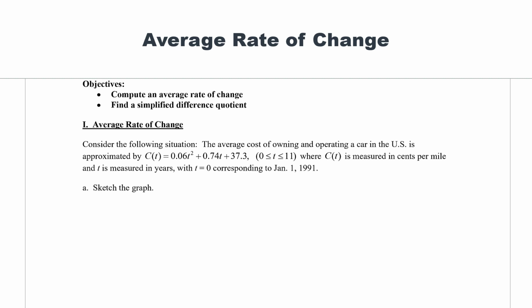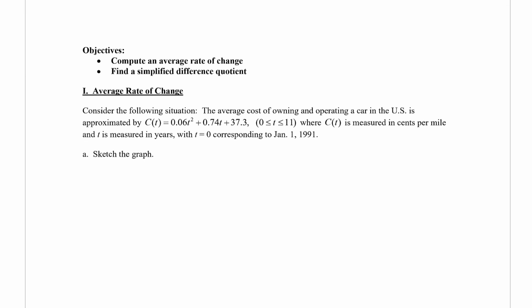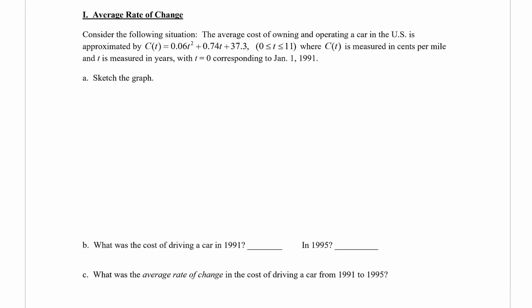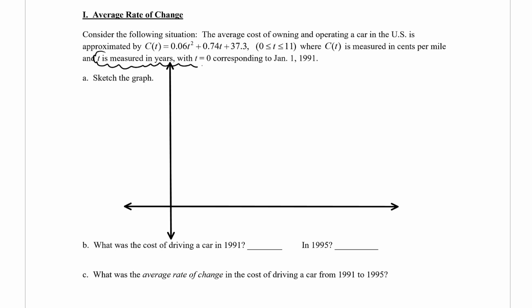A. Sketch the graph. So we're going to begin by sketching a graph. I'm going to draw a coordinate plane with an x-axis and a y-axis. Let me put a cloud around where it says t is measured in years with t equal to 0 corresponding to January 1st, 1991. I'm going to label the x-axis with t, and in parentheses next to the t, I'm going to write years. I'm going to start off by labeling at the origin 0 for t, and I'm going to write down January 1st, 1991 with an arrow pointing at that 0 so I remember that that 0 represents that date.